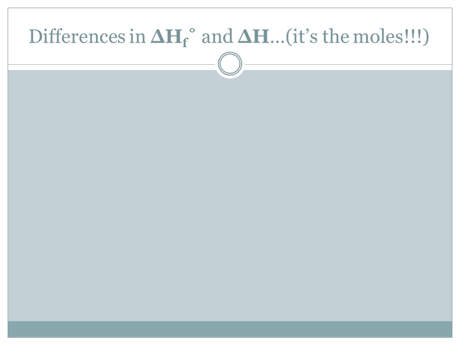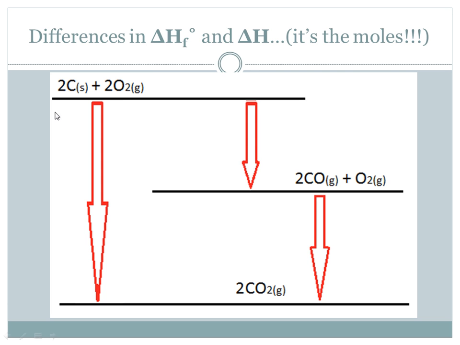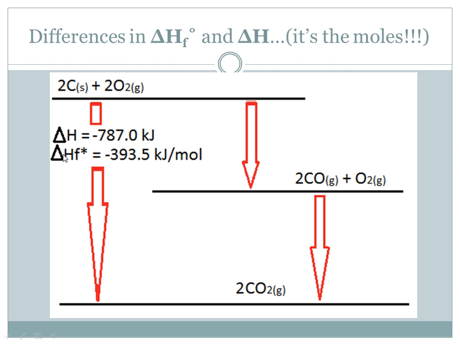Okay? Now, what is the difference between delta H of formation and delta H? And I've got to tell you, it's all in the moles. So, if we look here, we have 2 carbons plus 2 oxygens making 2 carbon dioxides, and there are 2 different numbers here. We have the delta H and the delta H of formation. Delta H of formation is the molar enthalpy of formation. You're only allowed to make 1 mole of your product, your CO2. So it would be 1 carbon plus O2 making 1 carbon dioxide. So that's where that number comes from, and it's a standard.